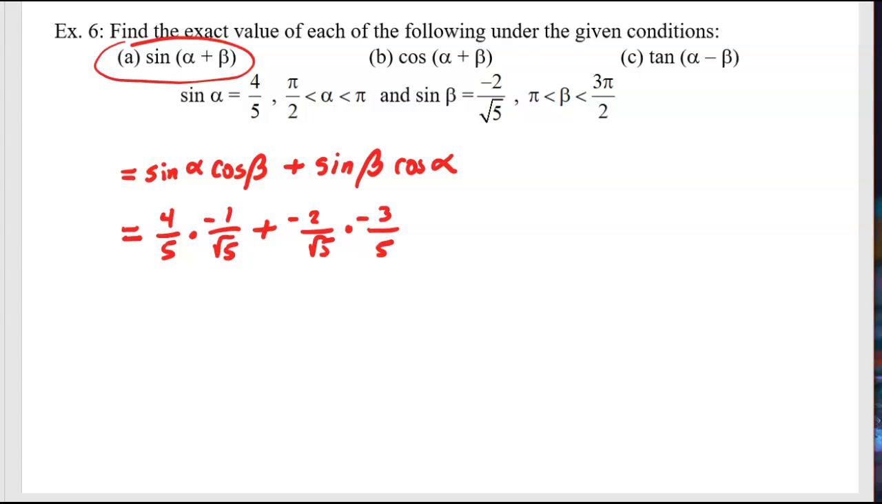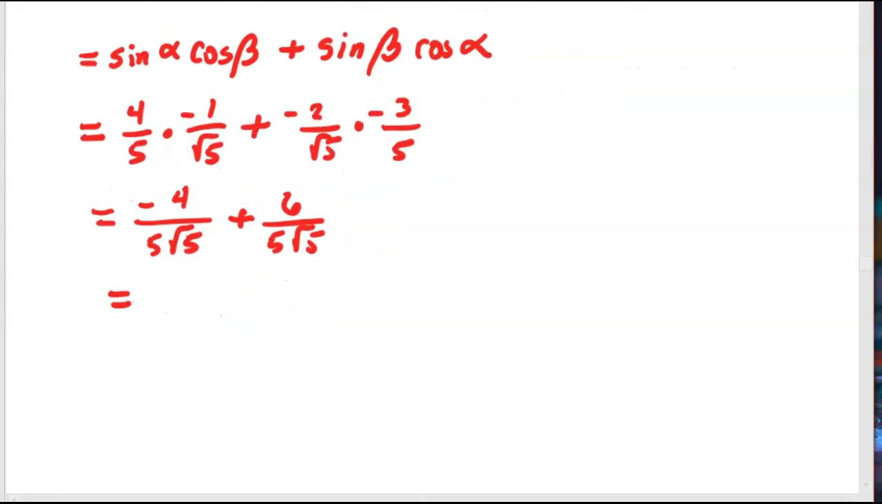So for every one of these problems, you're going to use the formula, and then you're going to have to use the diagram for alpha to find x, y, r, and a diagram for beta, x, y, r. So that takes us to 4 times negative 1 is negative 4. So I have negative 4 over 5 root 5. I don't want to rationalize anything yet until the very end. You'll see that pattern over and over. Negative 2 times negative 3 is positive 6, over 5 root 5. Okay. So negative 4 plus 6 is 2, over 5 root 5.